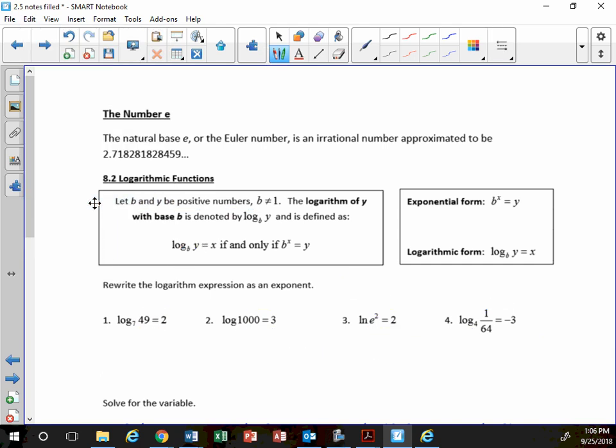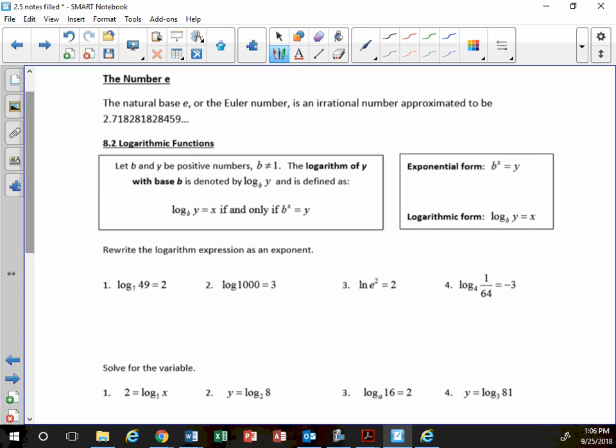Okay, E, the number E, you're going to learn exactly where it comes from later in the year, but for right now, you just need to know it's an irrational number, kind of like pi, but it's 2.718, that's your approximation there. And we use E as a base for natural log. So anytime its base is E, you know you're talking about a natural log.